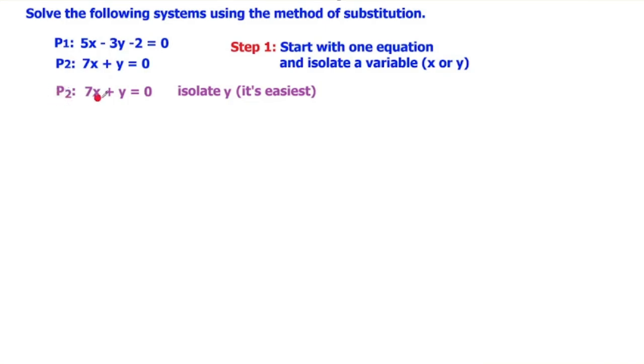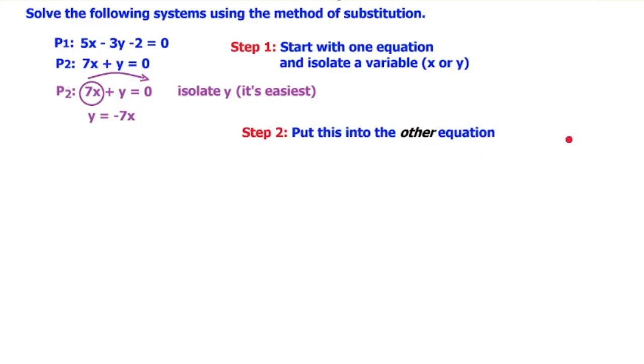So for this one, P2, y is already on its own, so it's going to be the easiest variable to isolate. We could just move over the 7x, and it becomes y equals negative 7x. So now we can put this into the other equation. How do we do that? Let's take P1. Here's our P1.